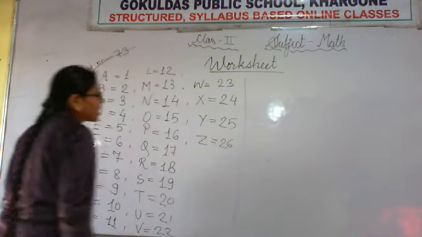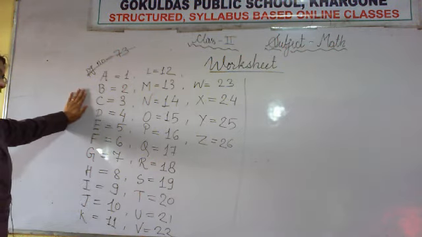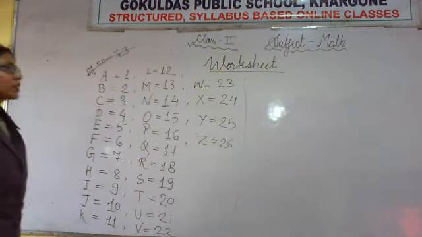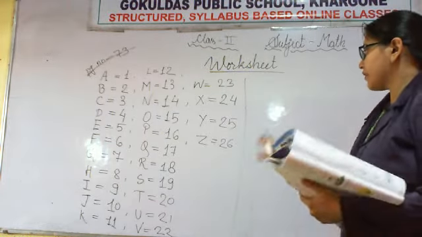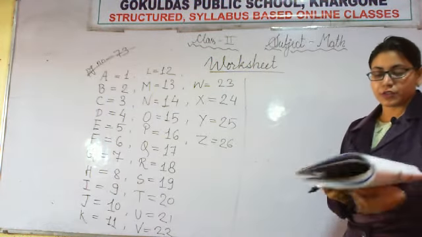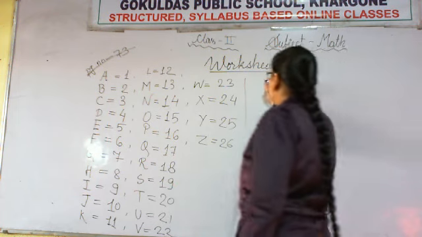So these are the 26 letters of the alphabet, and we have given each alphabet a number. So now let's solve the clouds.